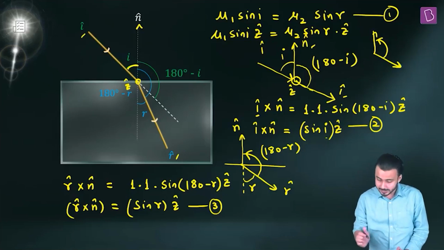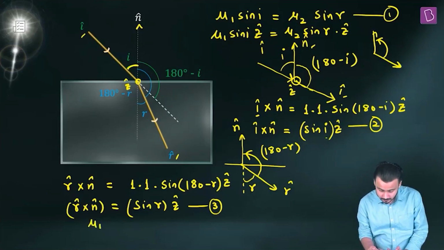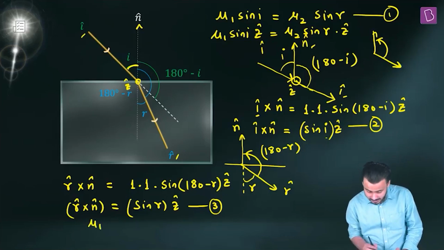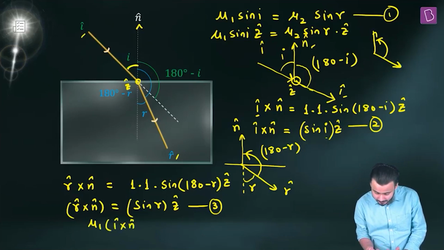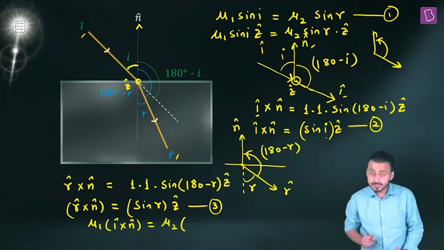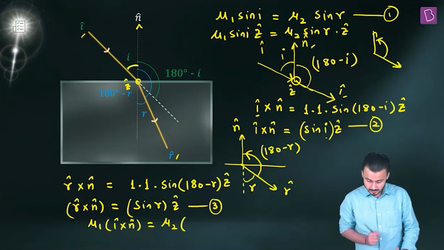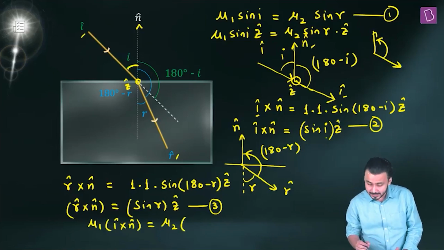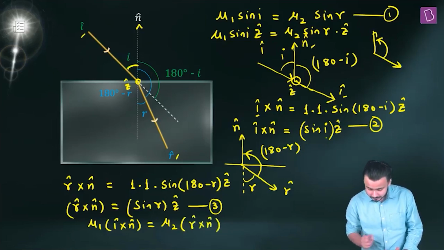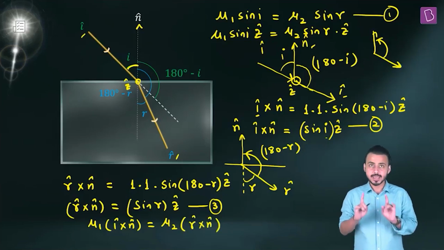So what we'll get is mu1 sine I Z cap, and sine I Z cap is I cap cross N cap, is equal to mu2 multiplied by sine r times Z cap. That becomes R cap cross N cap. Correct? Okay? Agreed?